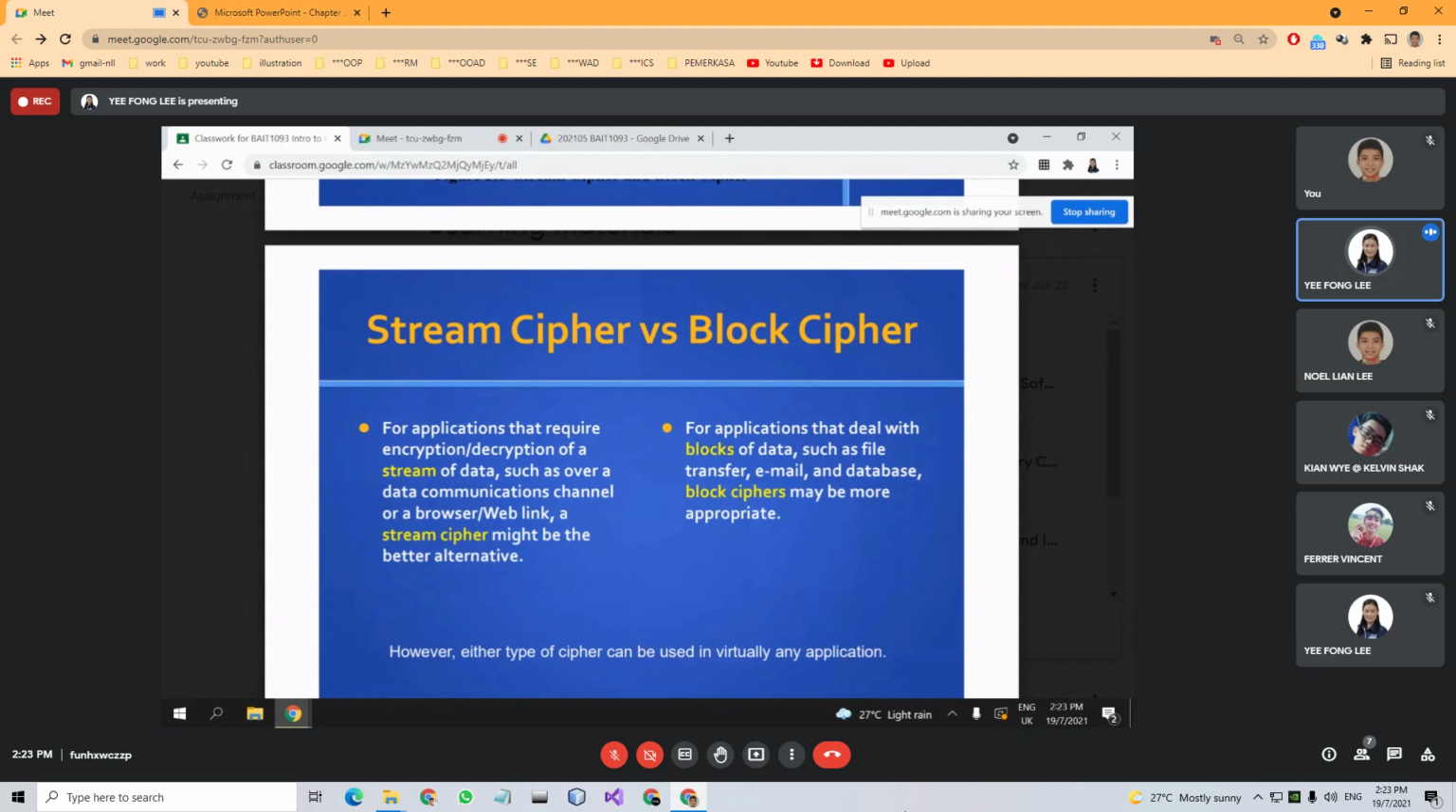For applications that require encryption or decryption of a stream of data, such as a browser or web link, a stream cipher might be a better alternative. But for some applications, such as file transfer and email, a block cipher may be more appropriate.